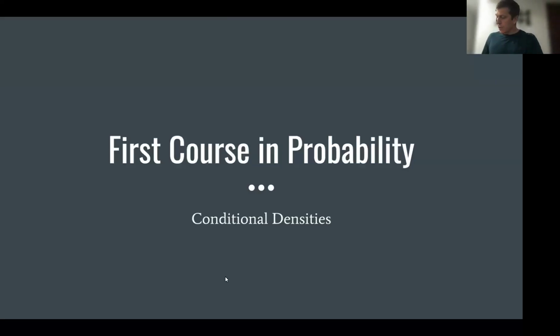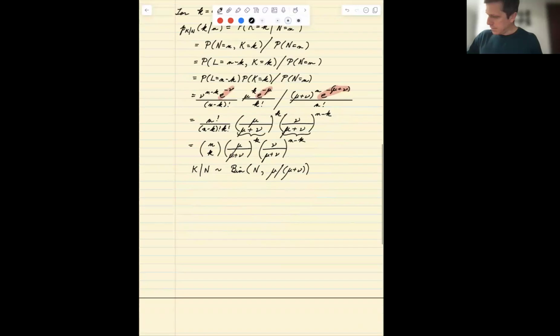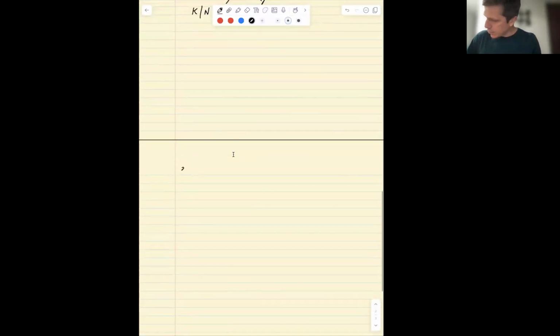Okay, we've talked about conditional mass functions for discrete random variables, but now for continuous variables, the natural analog to that is the conditional density. And we can get the conditional density in much the same way as before. In fact, it's pretty straightforward in the continuous case to get a conditional density, as we can express it in terms of the joint density and the marginal density. Okay, so conditional densities.